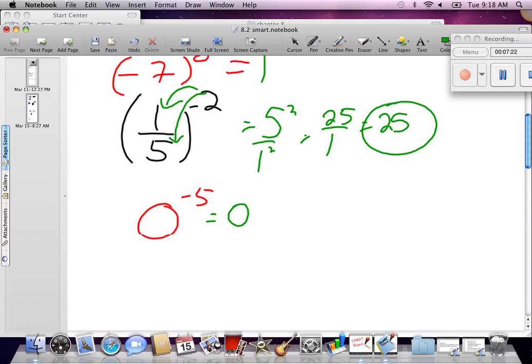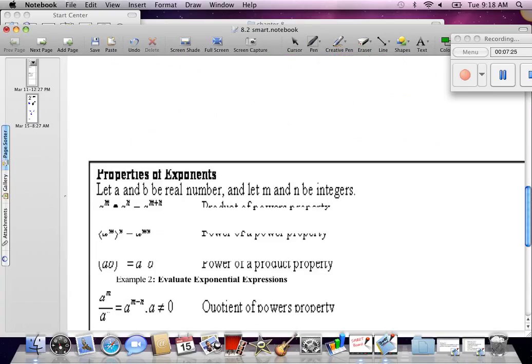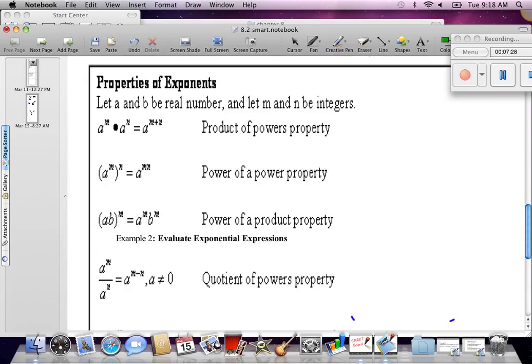Okay. Here we go. Properties of exponents. Let A and B be real numbers and let M and N be integers, or the powers, right? So here's the product of powers property. When you have the same base and you multiply, remember we added the exponents. Remember that from yesterday? Same base, you add the exponents. We did that yesterday. So let's say we have x to the 6 times x to the 2nd. What does it become? Kate, what does it become?